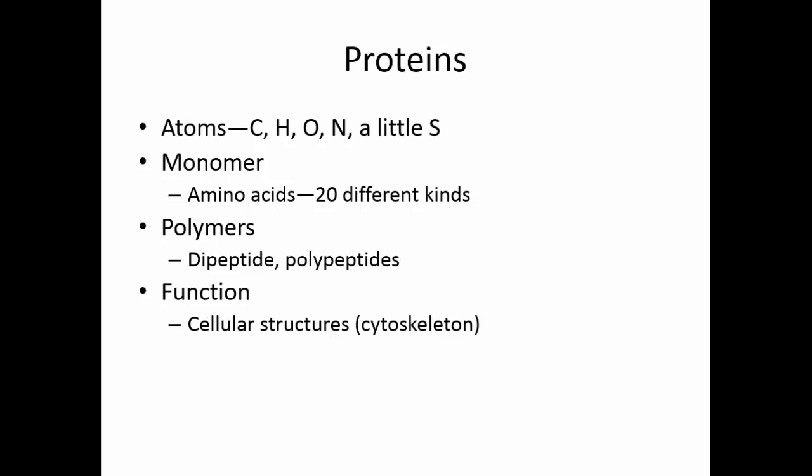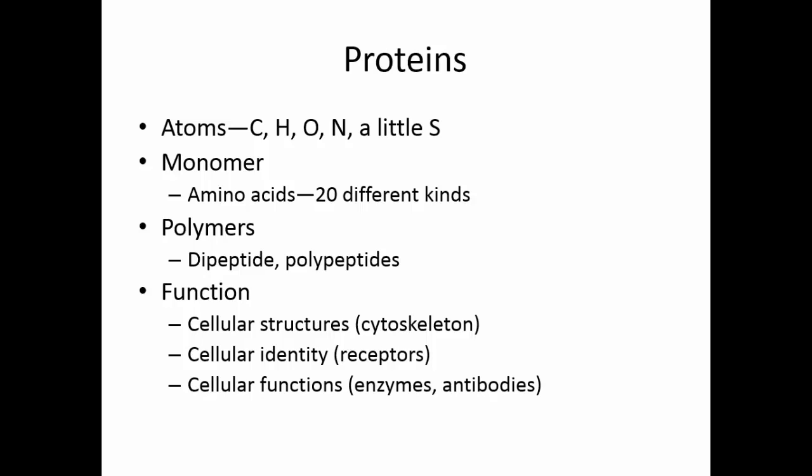Proteins function to form cellular structures, like elements of the cytoskeleton. They're involved in cellular identity. Receptors on cell surfaces help cells function and identify each other. And they're involved in certain cellular functions. All of our enzymes are proteins, antibodies are proteins, and they provide us with immunity.